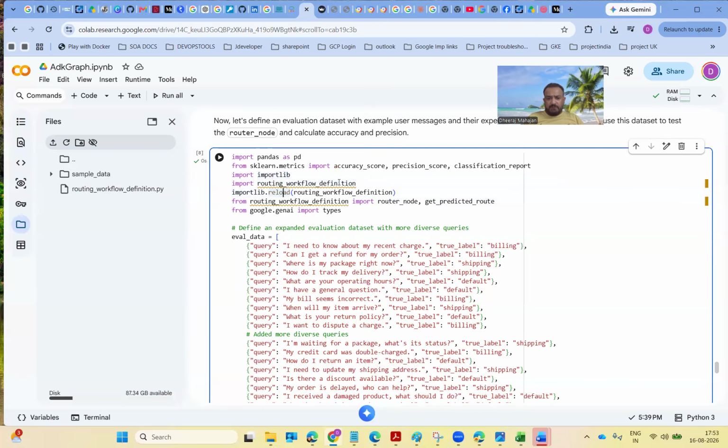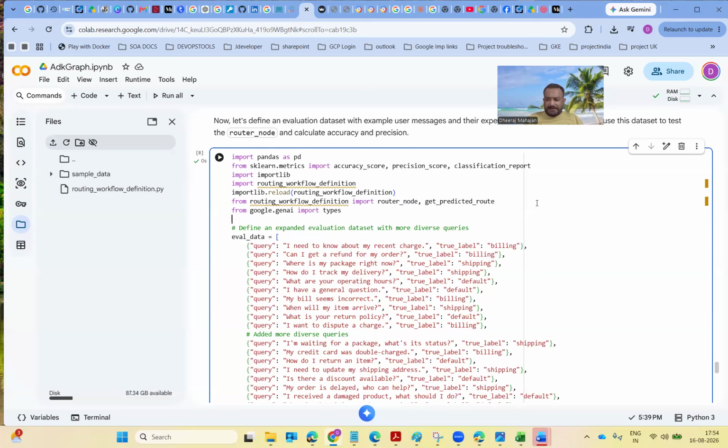So from the routing workflow definition, I have imported this one. Then I have used the routing workflow, importing router node and get predicted route. In yesterday's lecture video, I showed you a diagram in which our start node hits our router node. From the router node, based on the decision, it sends the request to the billing agent, then the shipping agent, or the default agent, right?